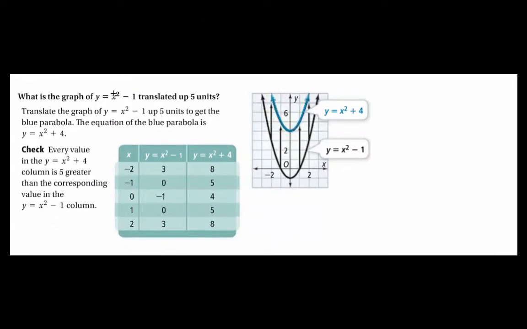What is the graph of y equals x squared minus 1 translated up 5 units? Well, to translate the graph of y equals x squared minus 1 up 5 units, to get the blue parabola on the graph, the equation of the parabola is y equals x squared plus 4. What we do is we take y equals x squared minus 1 and we just add 5 to it. So that's y equals x squared plus 4. And we have a table that demonstrates that, and we have a visual on our graph to represent that as well. Okay? Arrow showing the upward translation.